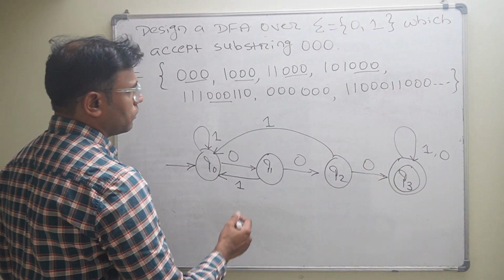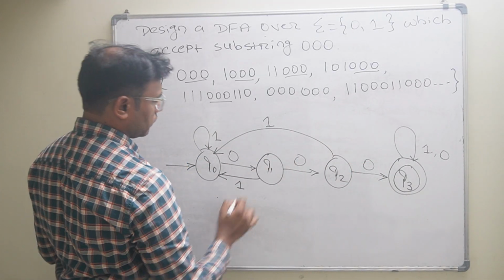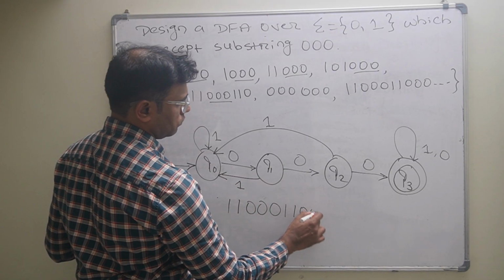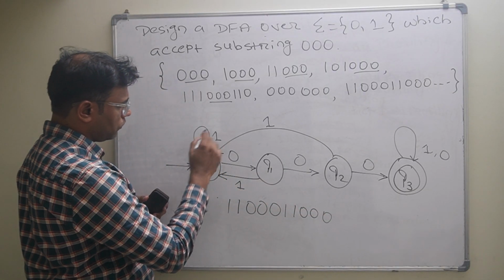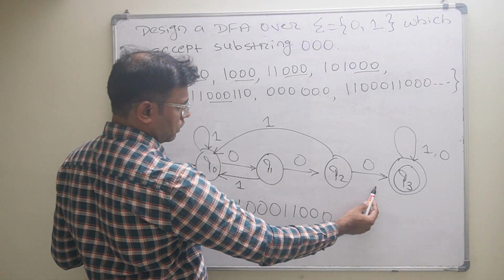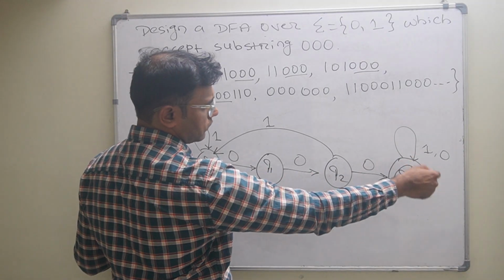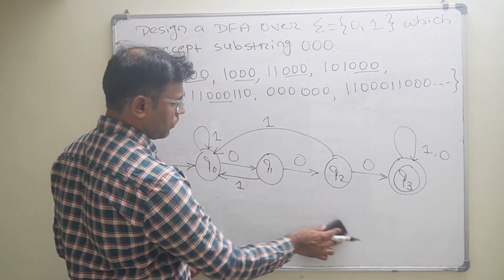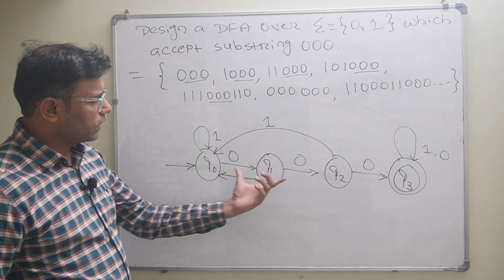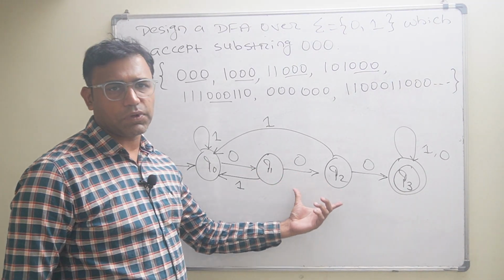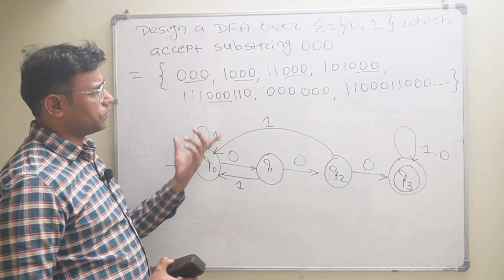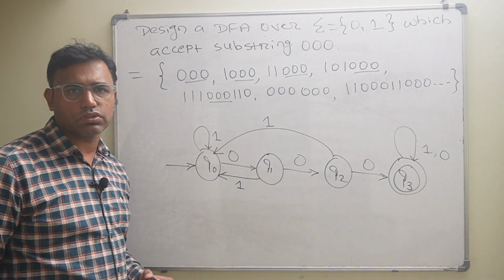Then the next string I will take is 1100011000. So 11000, then 11000. So now it is accepting any number of 0s and any number of 1s, and again it is accepting triple 0 as a substring. So this is your final DFA which is accepting the substring 000.